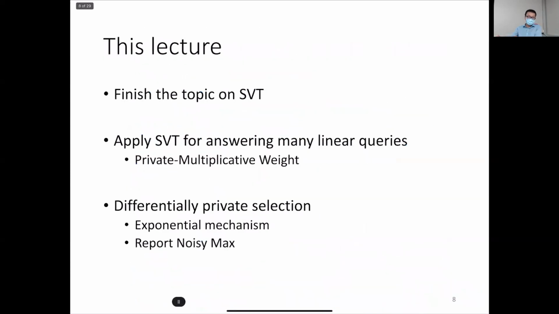So that was from the last topic of the last lecture. Today we're going to finish the topic of sparse vector technique by analyzing its utility and applying sparse vector technique to answer many linear queries, actually exponentially many linear queries, using an algorithm called private multiplicative weights updates. That's a big part of today's lecture. And towards the very end, I'll give a gentle introduction to the problem of differentially private selection and cover the exponential mechanism. We'll leave report noisy max for the next lecture. That's the plan for today.